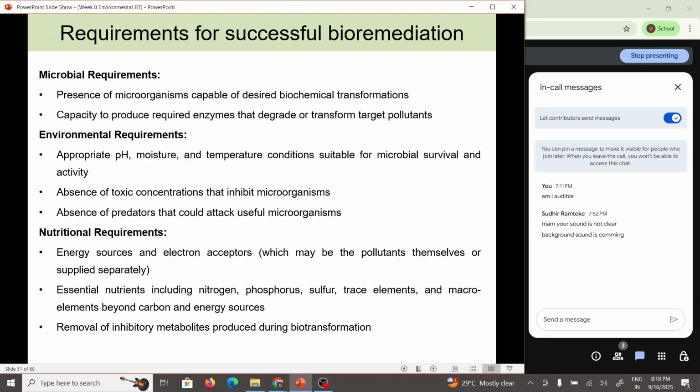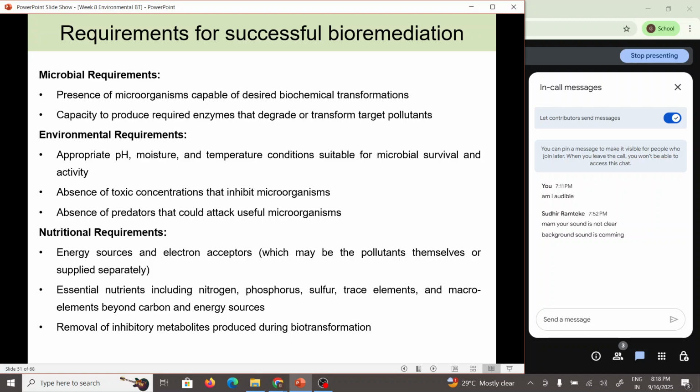Therefore, there is a level called a tolerance level up to which the microbe can tolerate the presence of that metal and transform it. If it's going to be beyond that, it is going to be toxic for the microorganisms. Therefore, absence of toxic concentrations that inhibit microorganisms should be there.